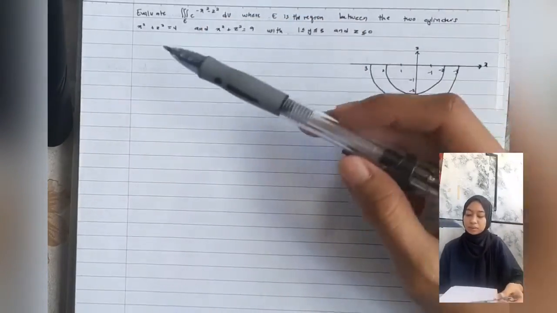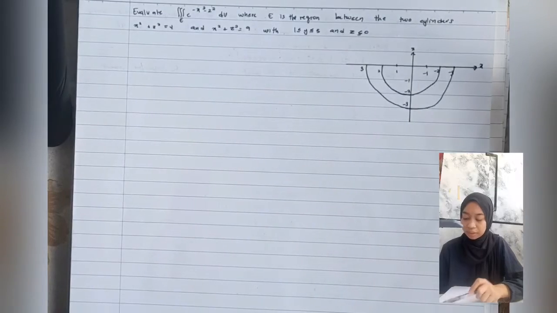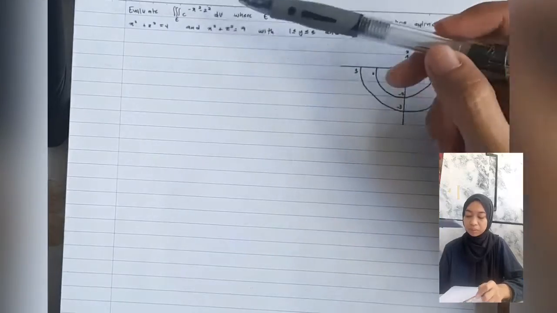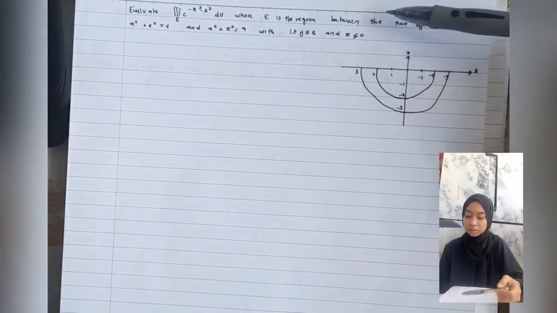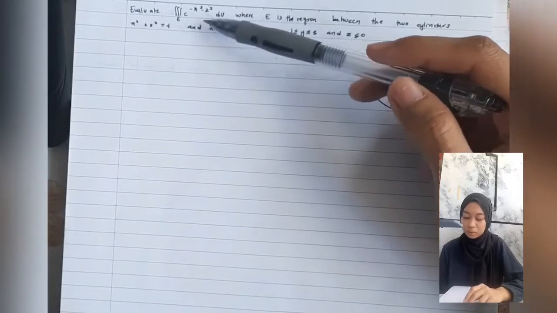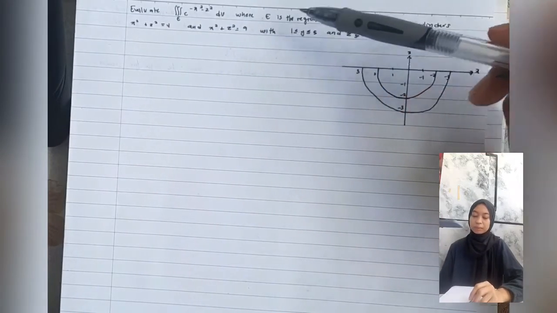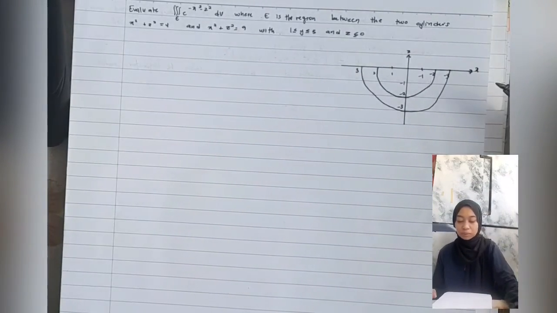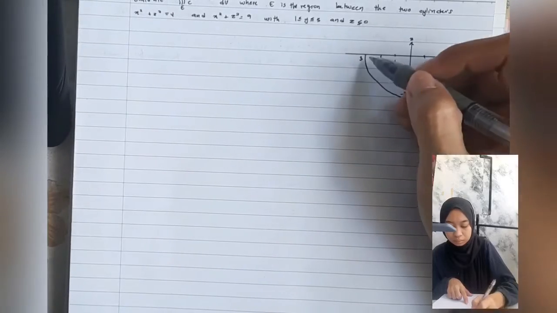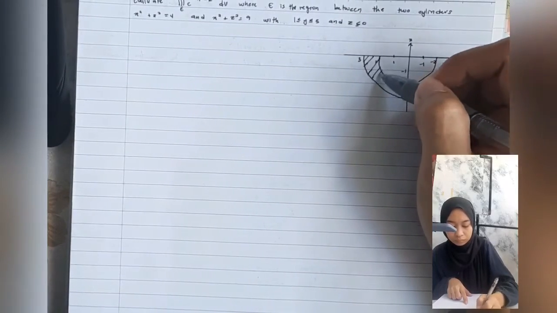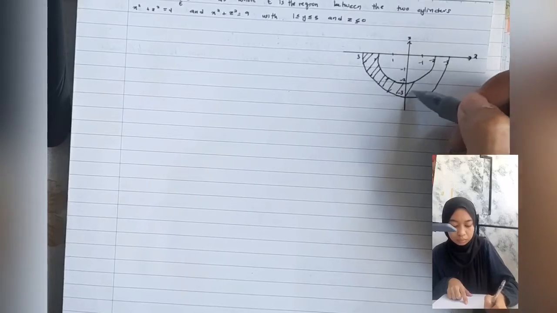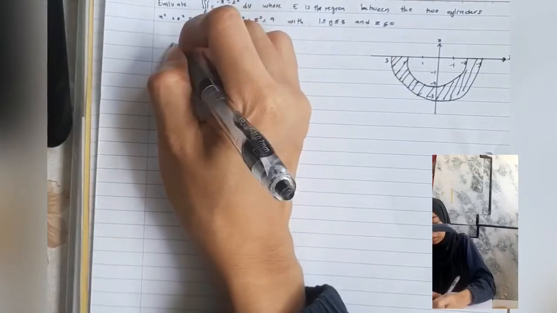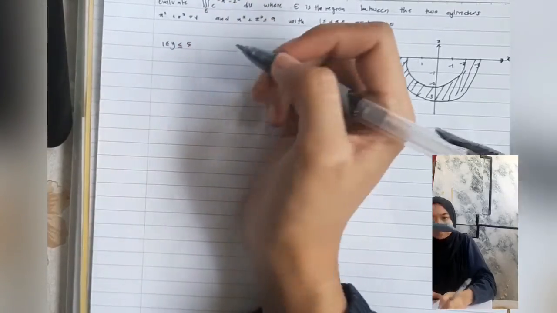So first of all, this is the example of our equation. The equation states: evaluate the triple integral over region E of exponent negative x squared minus z squared dV, where E is the region between the two cylinders x squared plus z squared equal to 4 and x squared plus z squared equal to 9, with the limit of y from 1 until 5 and z below 0. The bounded region for our equation will be like this. The shape is like a ring. So our limit for y is from 1 until 5.